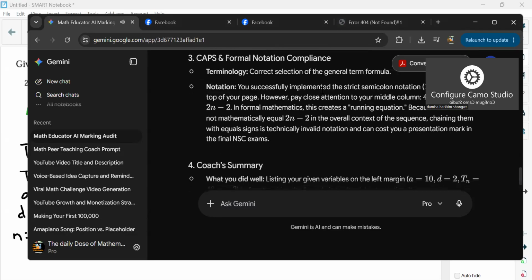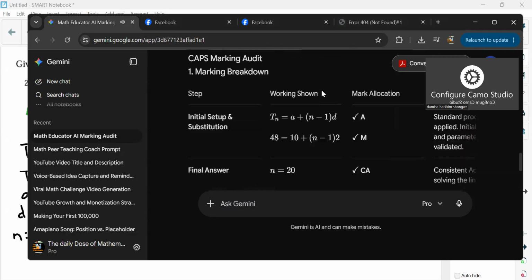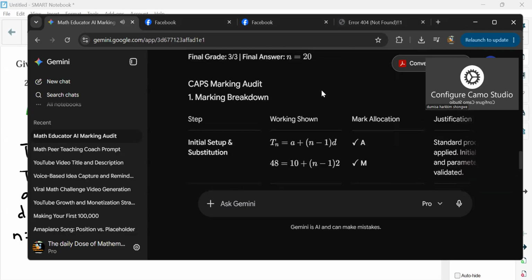Final grade, 3/3. Final answer, n equals 20. CAPS marking audit. 1. Marking breakdown. Step. Working shown. Mark allocation. Justification. Initial setup and substitution. T_n equals a plus (n minus 1)d. 48 equals 10 plus (n minus 1)2. Checkmark A. Checkmark M. Standard processing applied. Initial logic and parameters are validated. Final answer n equals 20, checkmark CA. Consistent accuracy in solving the linear equation for n.